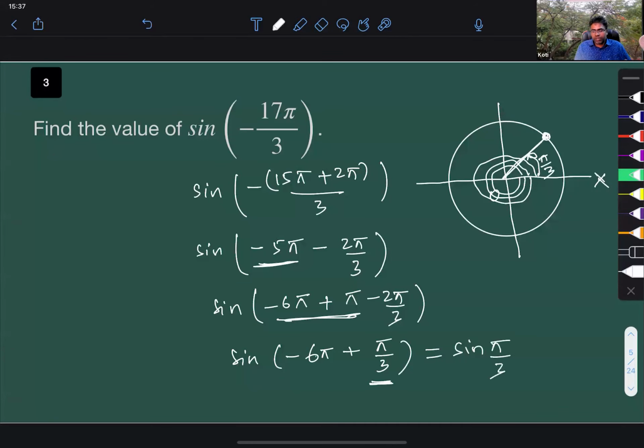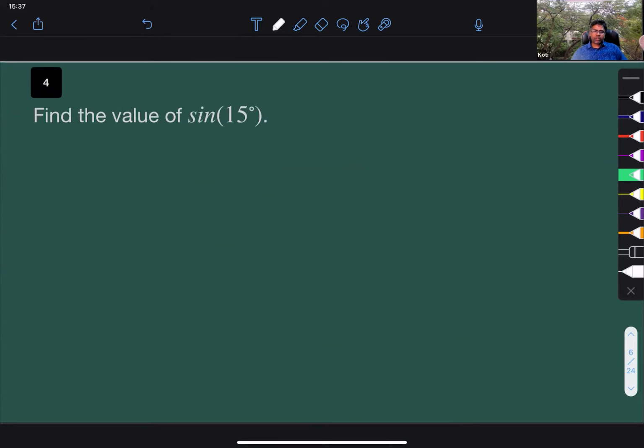Now what is sine pi by 3? It is root 3 by 2. Do we understand this? If you have questions, let me know, or else we'll move on. I'm hoping this is okay. Now try this one.